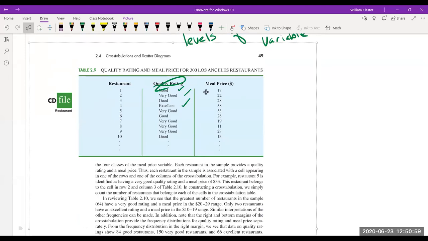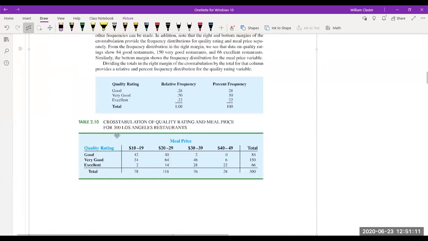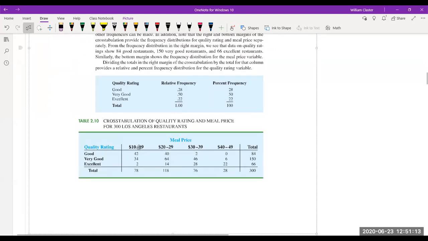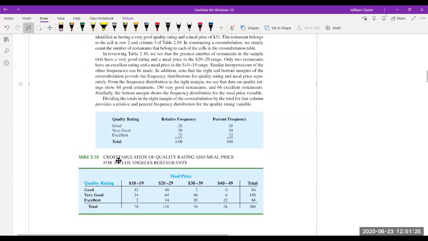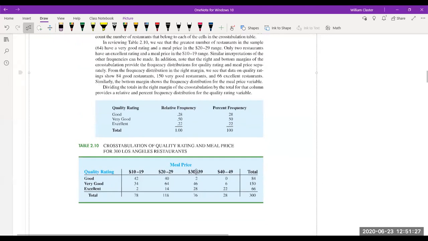number, as a numeric variable. They're going to categorize it. I'm sure that we've done that before. So they're going to make categories like $10 to $19, $20 to $29, $30 to $39, and $40 to $49. We've done that before, so I'll just accept that.